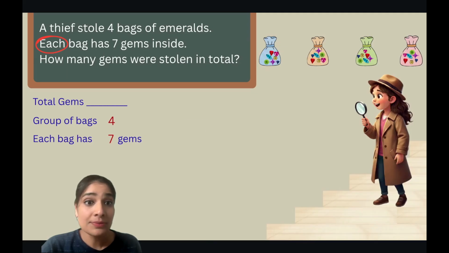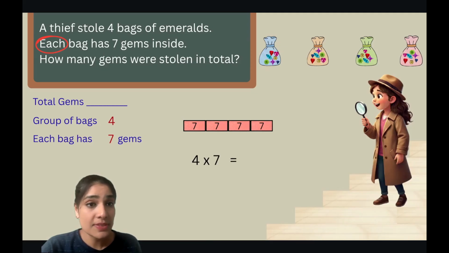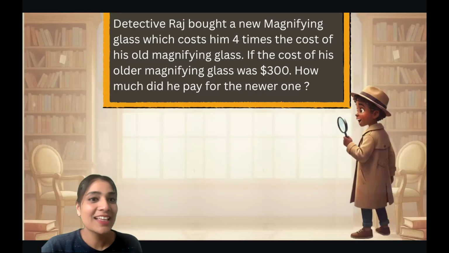Let's draw our bar model. One bag has 7 gems and we have 4 such bags. So we have to do 4 times 7, which is 28. So total number of gems are 28. Great. Let's solve our second mystery case.